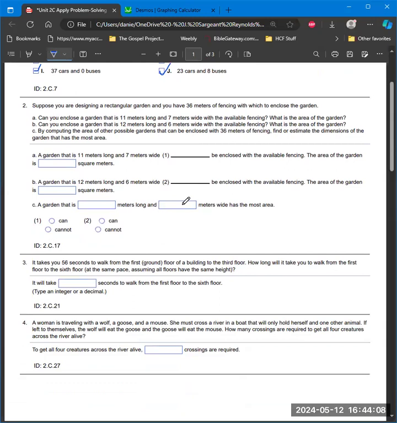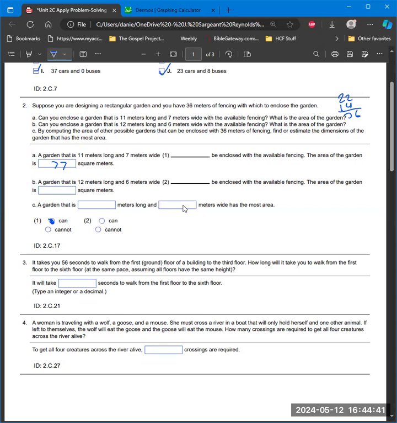Suppose you are designing a rectangular garden and you have 36 meters of fencing with which to enclose the garden. Can you enclose a garden that is 11 meters by 7 meters? Well, 11 times 2 is 22, and 7 times 2 is 14, and that's 36. You have 36 meters of fencing, so that's good. So yes, you can do that, and 7 times 11 is 77 square meters.